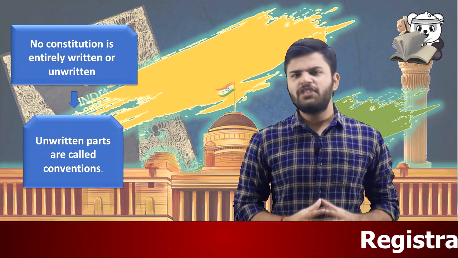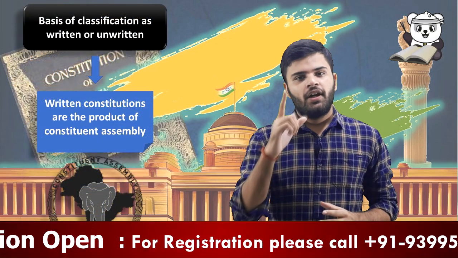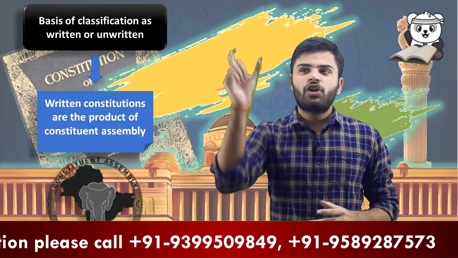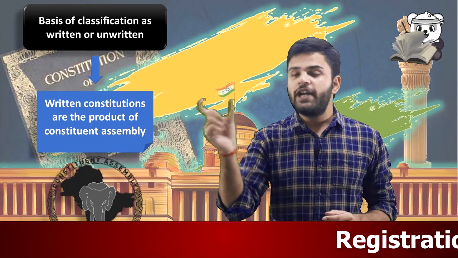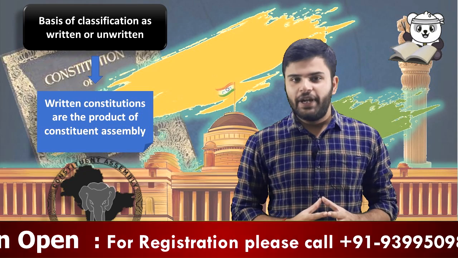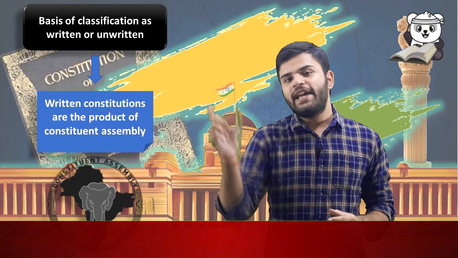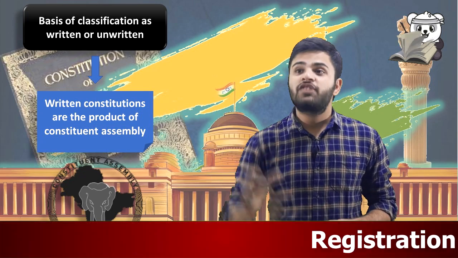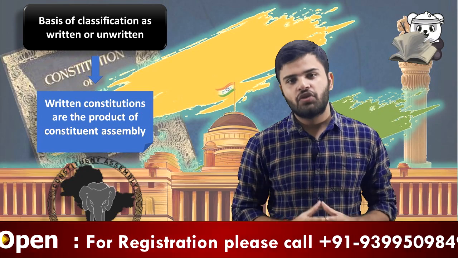But what is the basis to classify a particular constitution as written or unwritten? To be noted, if a particular constitution is drafted by, and is a product of, a constituent assembly, it is known as a written constitution. I repeat, whenever a particular constitution is drafted by a constituent assembly and is a product of a constituent assembly, it is known as a written constitution.